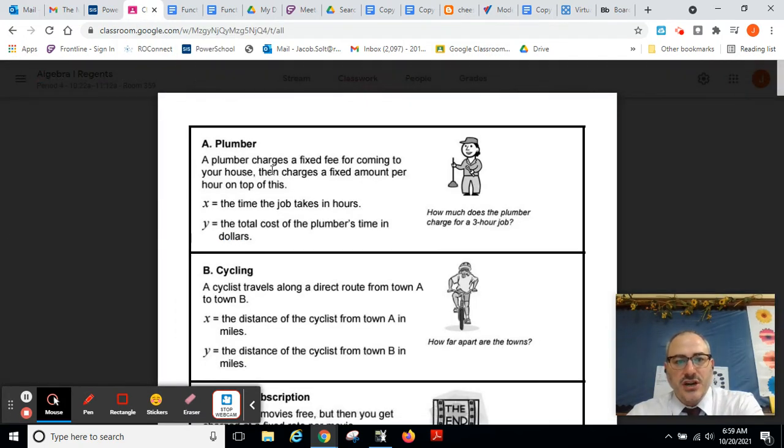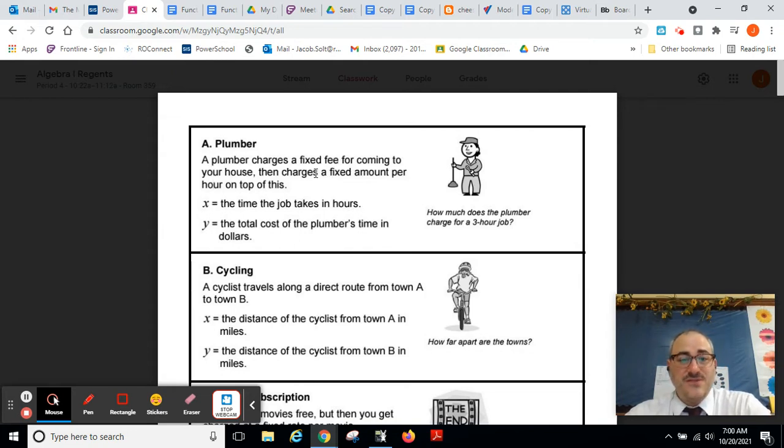A plumber charges a fixed fee for coming to your house, then charges a fixed amount per hour on top of this. I'll read it one more time. A plumber charges a fixed fee. What's a fixed fee? A fixed fee is like they charge you $50 to even show up. Like, we'll come out, but it's going to be $50 just to stop by for even 1 second, and then we're going to charge, let's say, $80 an hour for every hour it takes us to fix your problem. Okay, so that's what's going on here.